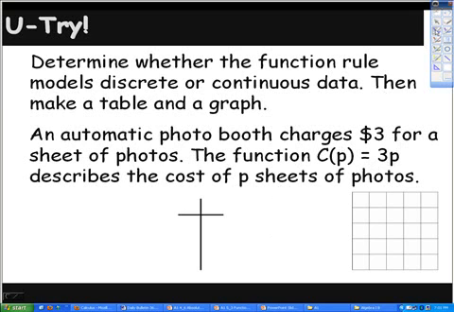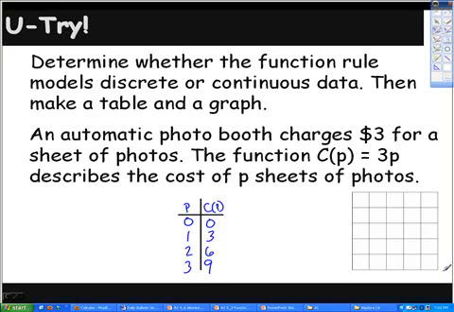Well, let's see. I can have 0 sheets, 1 sheet, 2 sheets, 3 sheets, and so on. So then my cost, well, if I have 0 sheets, I have $0. If I have 1 sheet, 3 times 1 is $3. If I have 2 sheets, that's $6. If I have 3 sheets, that's $9. So this is looking very discrete. It jumps from 0 to 3 and 3 to 6. I can't buy a half a sheet, so I'm not going to have anything between 3 and 6.